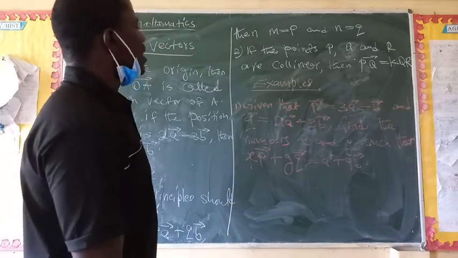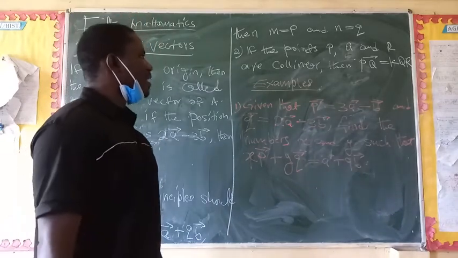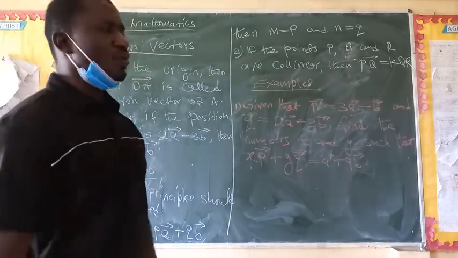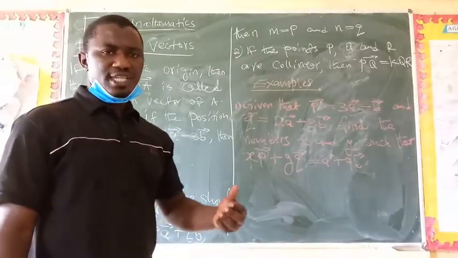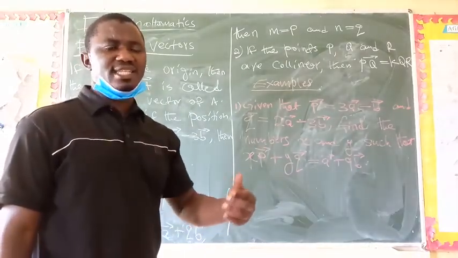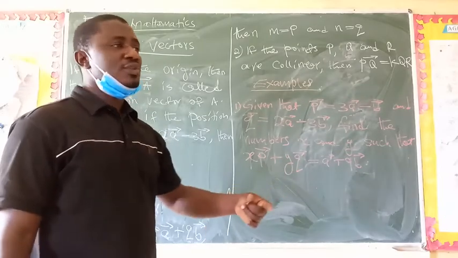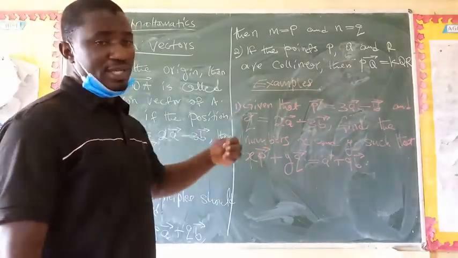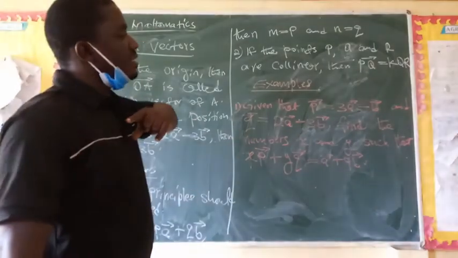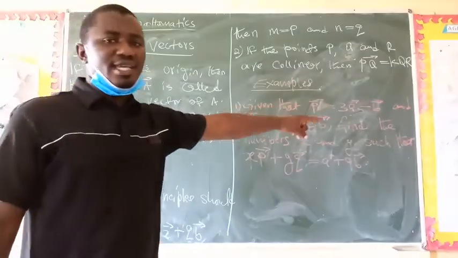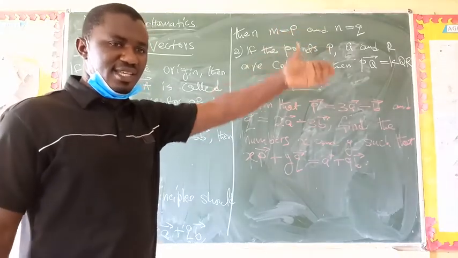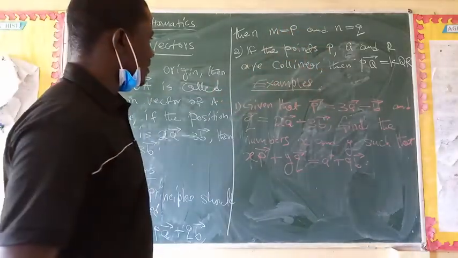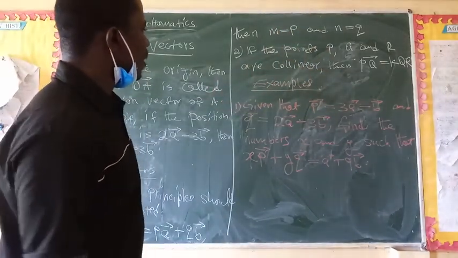Number 2, if the points P, Q, and R are collinear, what is the meaning of collinear? When we say points are collinear, that means they share the same line. They are on the same line. If 3 points are collinear, it means that they are all on the same straight line. That means they are sharing the same straight line. That is it.